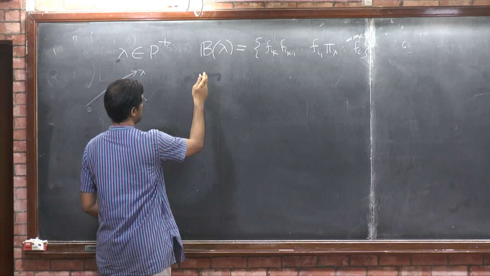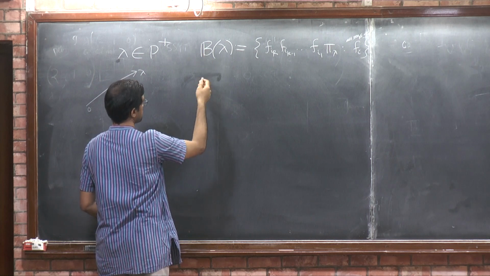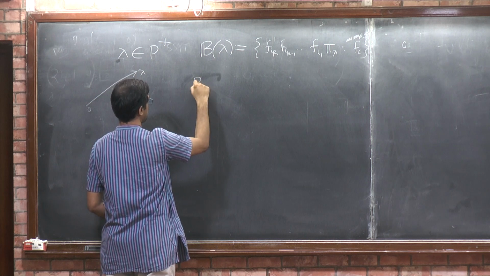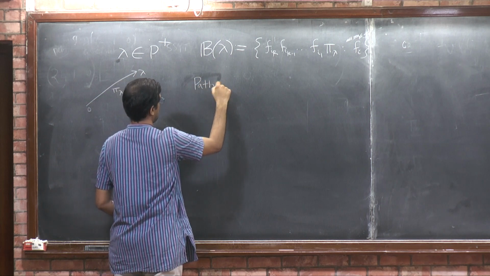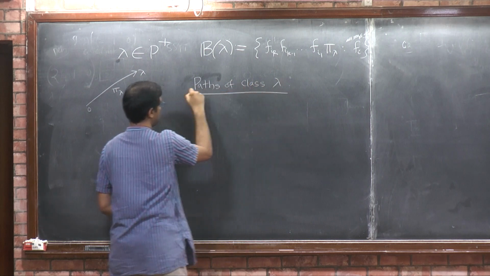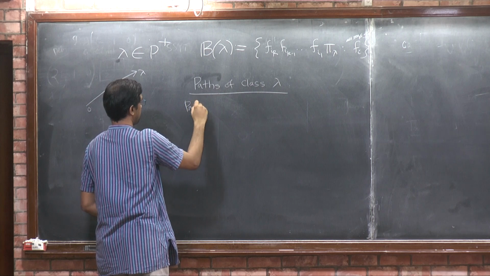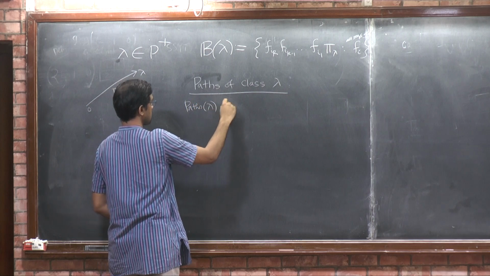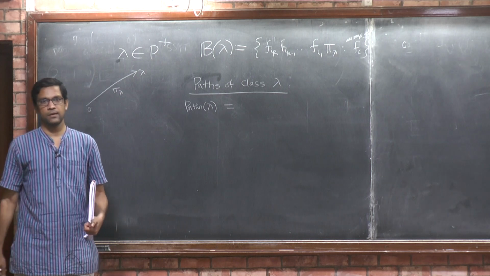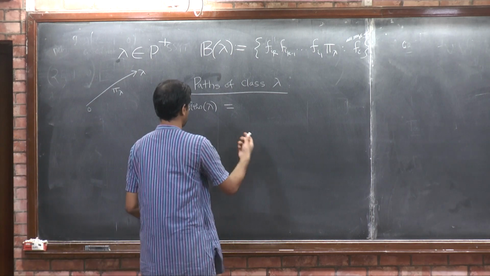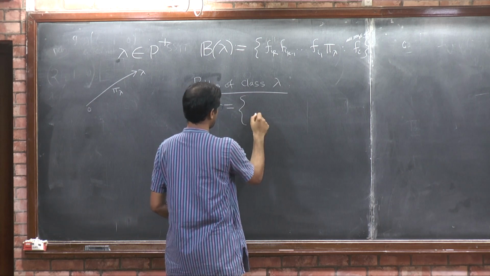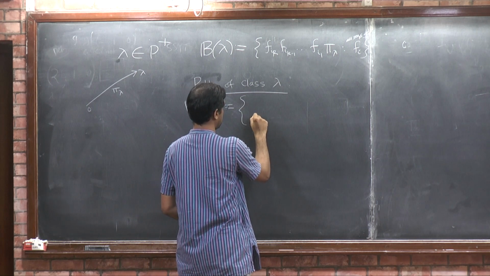So what we said is any path in B lambda is necessarily of the following kind. I'll call this paths of class lambda. By paths of class lambda, I'll just mean all paths whose directions of travel are some Weyl conjugates of lambda. So paths of class lambda will just mean all paths of the following form. Let me not be too formal about it. Let me draw the paths.